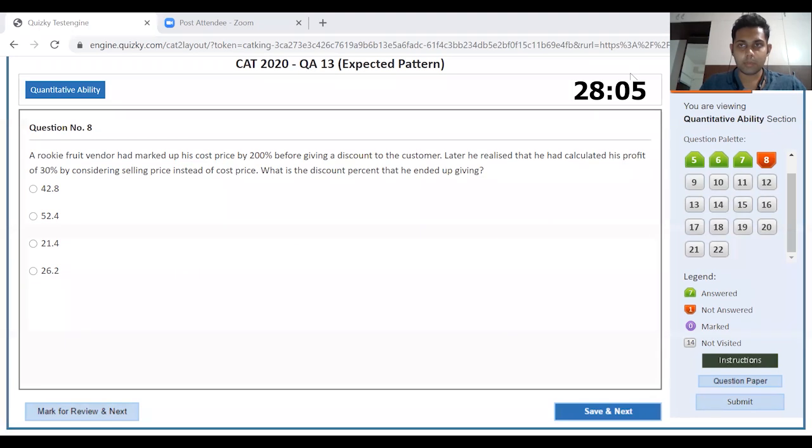So guys, do such approximations in your CAT. You don't need to sit and calculate what is 11 by 21. When you can see it's a little more than 50, there's only one option, mark that, move ahead. That'll gain you some amount of speed.